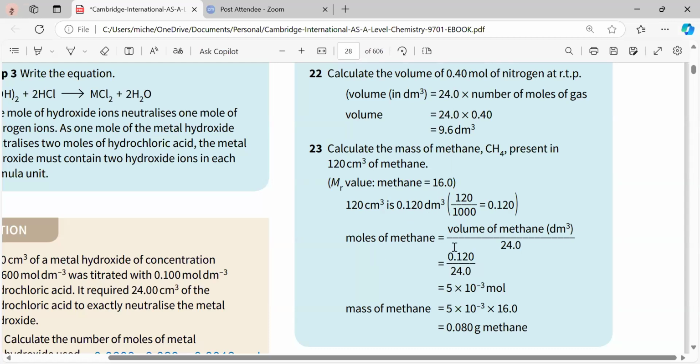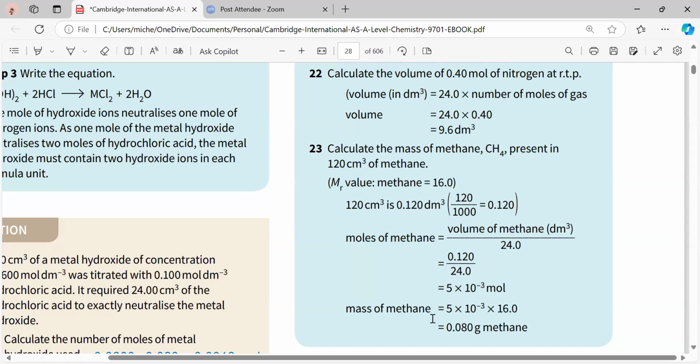So to find the moles, this is for gas, the Avogadro law right here, it usually involves 24. So the molar volume is always 24. So moles of methane here, we have the volume, which is 0.120, divided by 24. So we have here 5 times 10 to the power of negative 3.